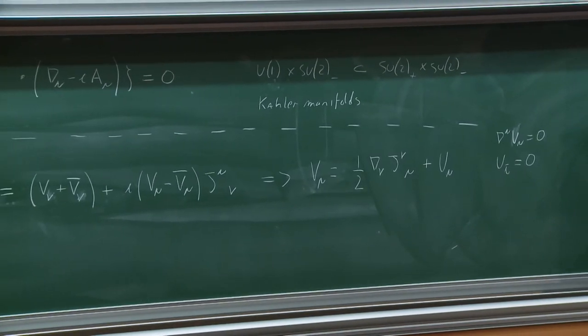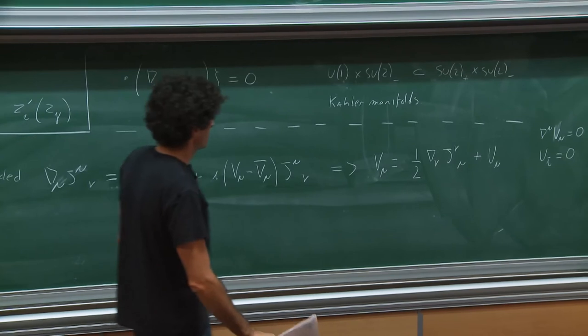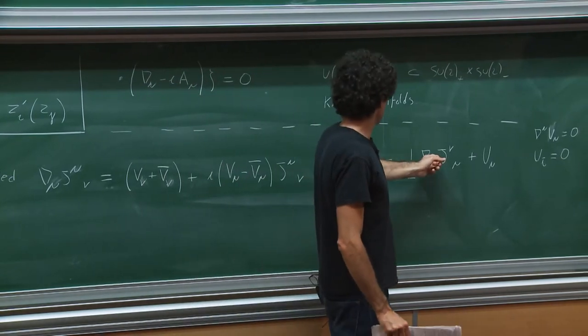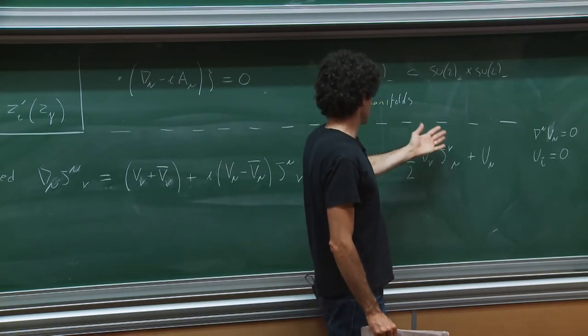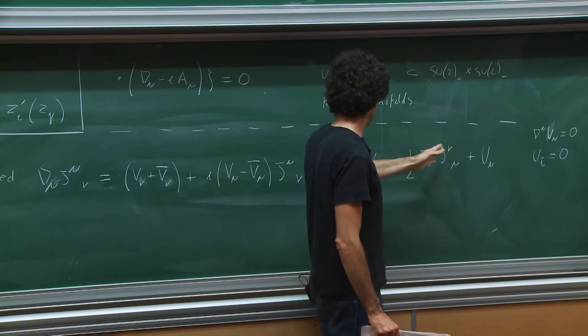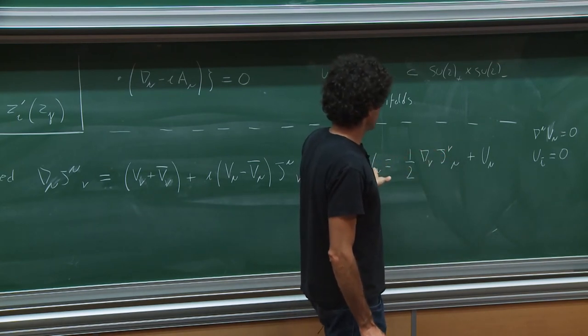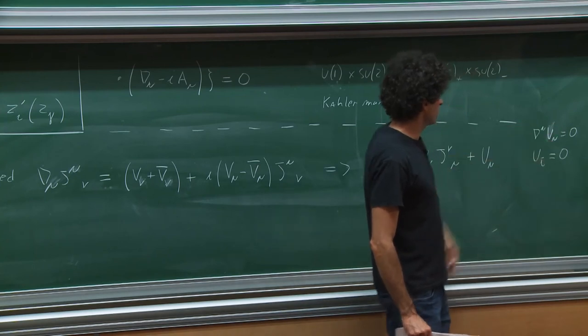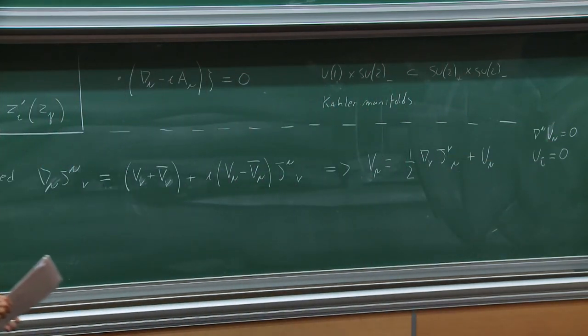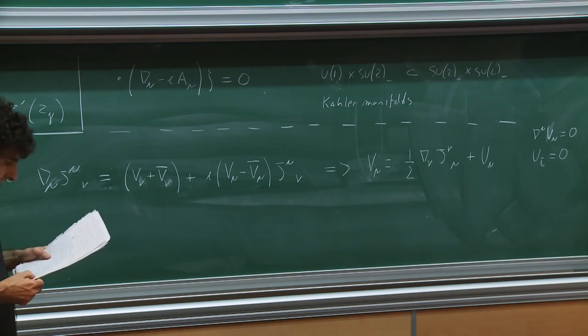So you choose a manifold, it will have some complex structure. If the manifold is not Kähler, this complex structure is going to tell you what V mu has to be, up to changing the anti-holomorphic components by a conserved part.